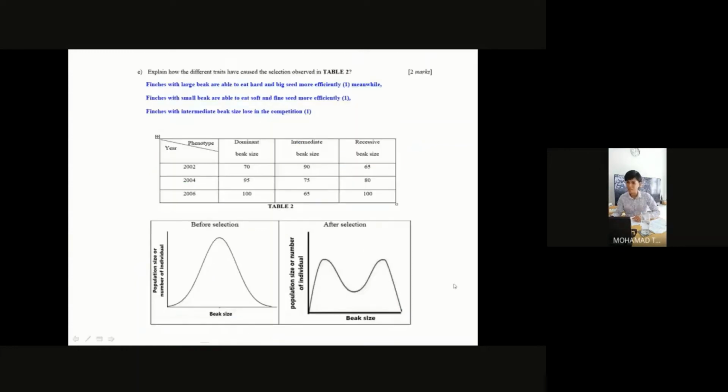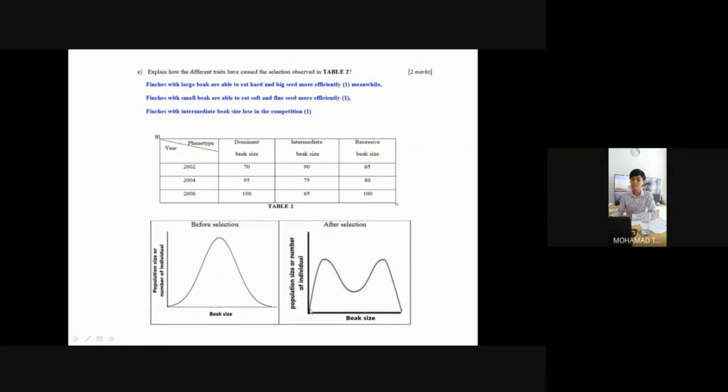The last question said, explain how the different traits have caused the selection observed in table 2. So this is table 2. Okay, so we have 3 traits. Dominant big size, that represents big. Intermediate big size, intermediate, right? And we have recessive big size, which represents small. So how do these different traits cause this selection to happen?